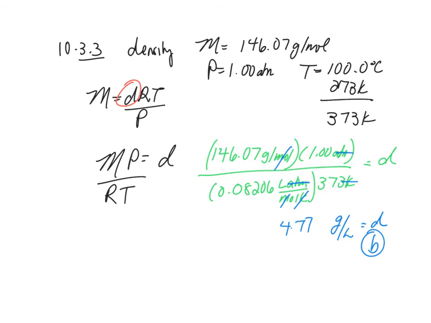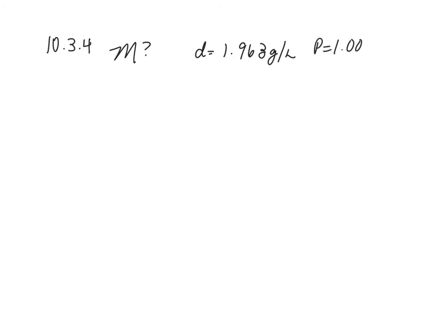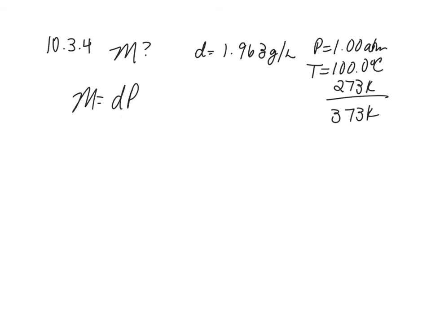All right, and let's do 10.3.4. Determine the molar mass of a gas that has a density of 1.963 grams per liter at 1.00 atmosphere and a temperature of 100 degrees Celsius. Once again, I'm just going to go ahead and add 273, so that'll be 373 Kelvin for my temperature. Now we have M equals dirty P. Now you will have to solve for M.